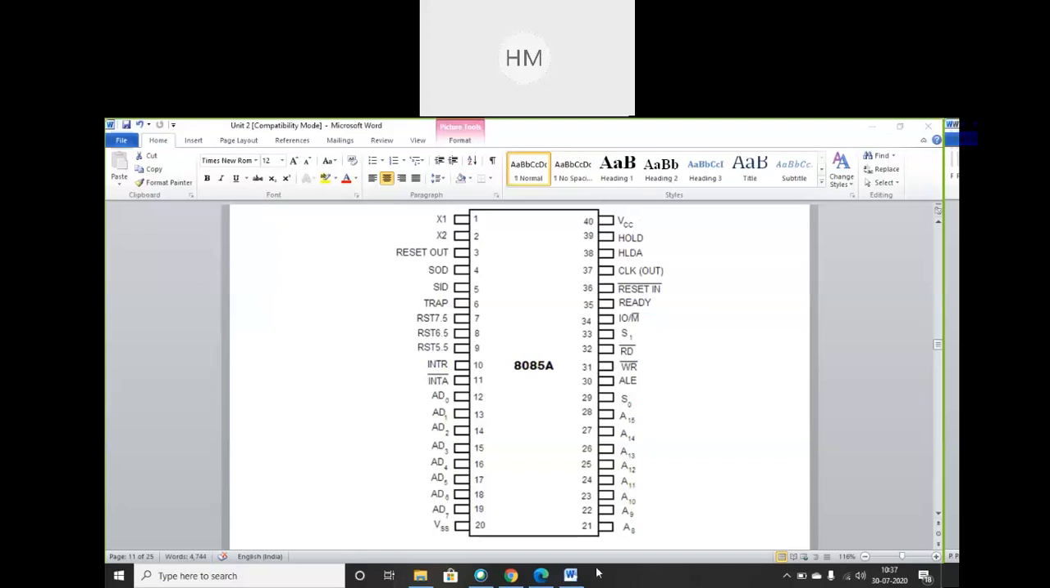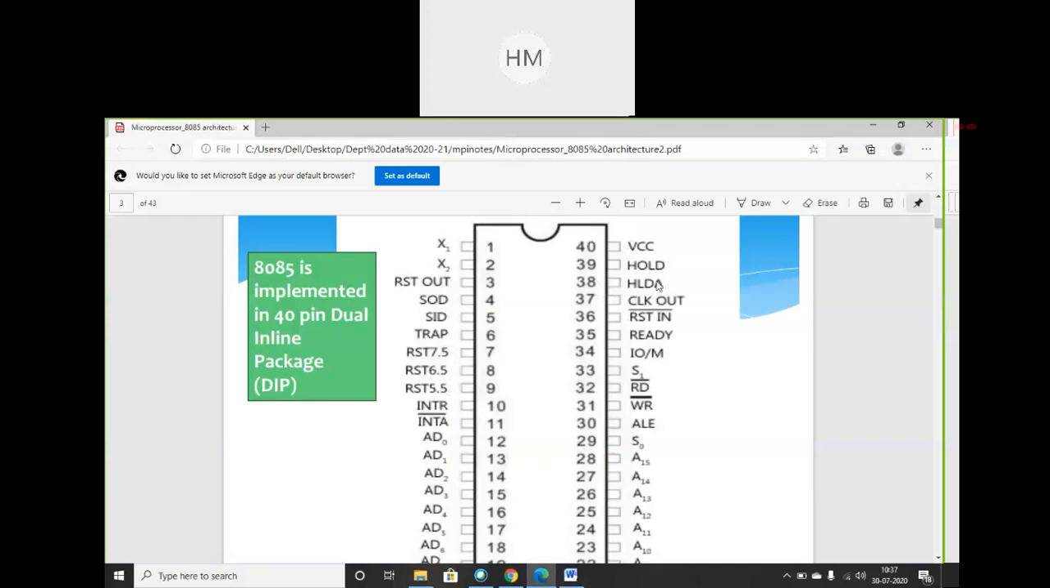Okay. So now we will have a brief discussion of all these pins. Okay. So 8085 is implemented in a 40 pin DIP. What do you mean by DIP?